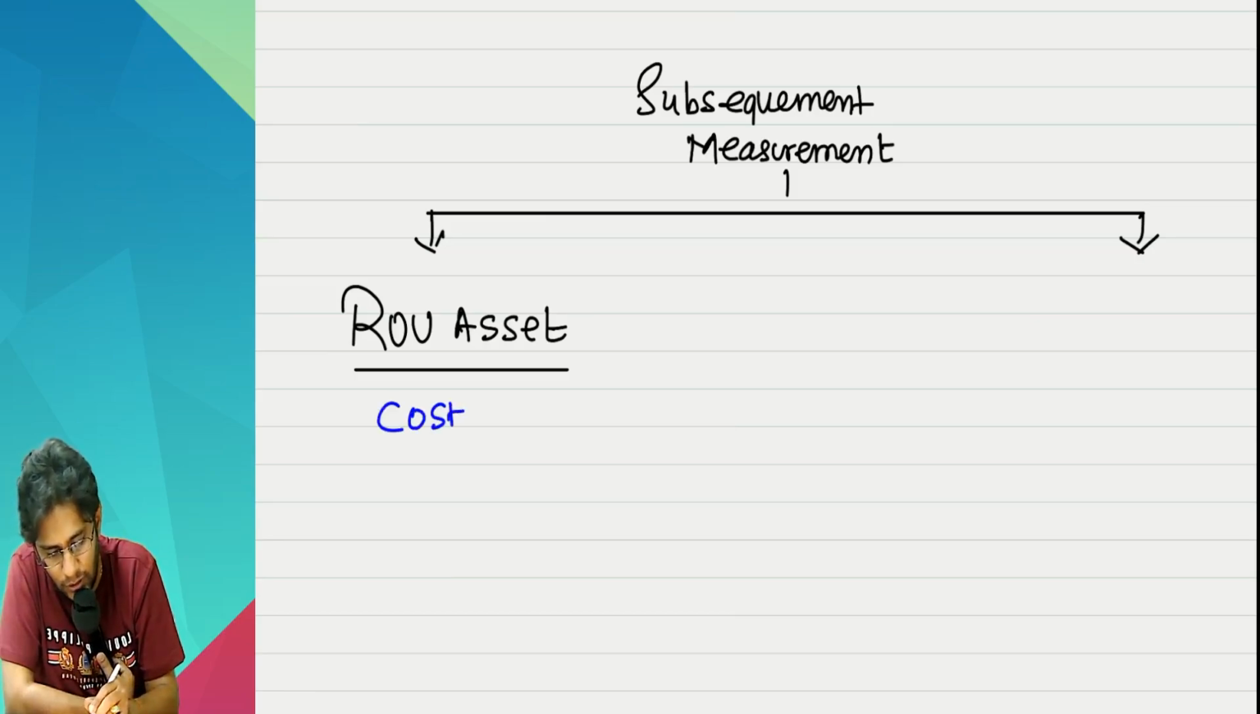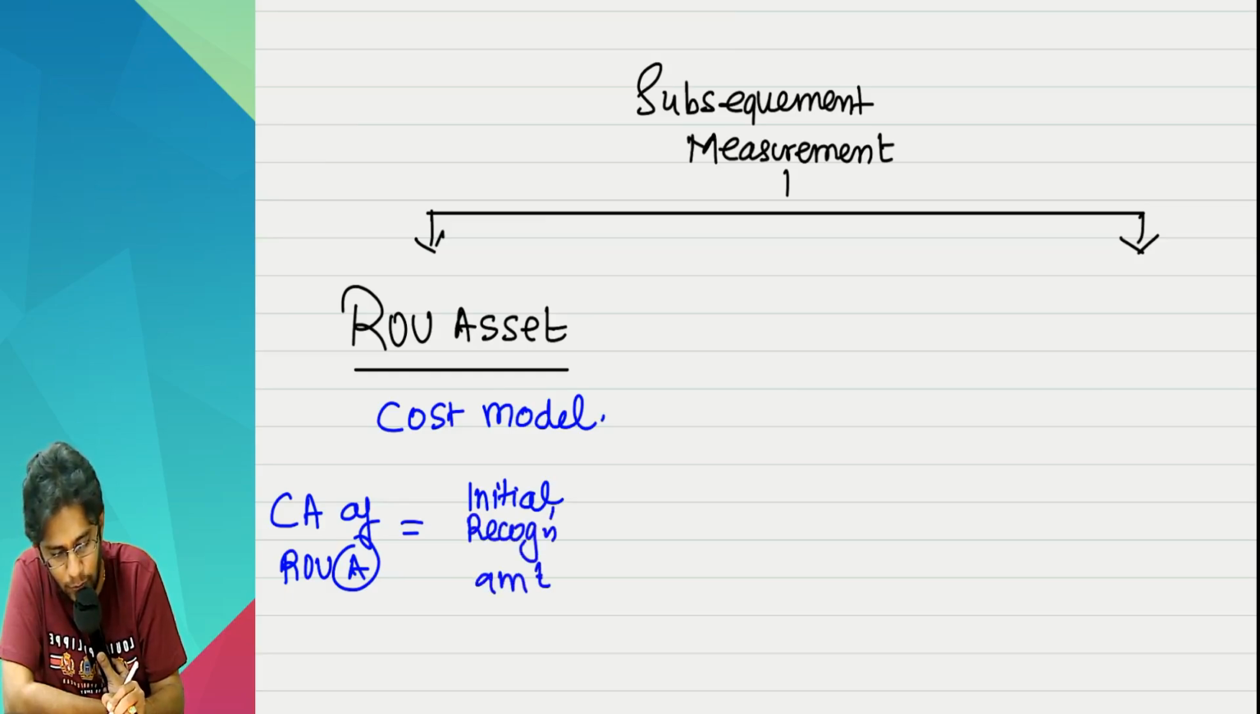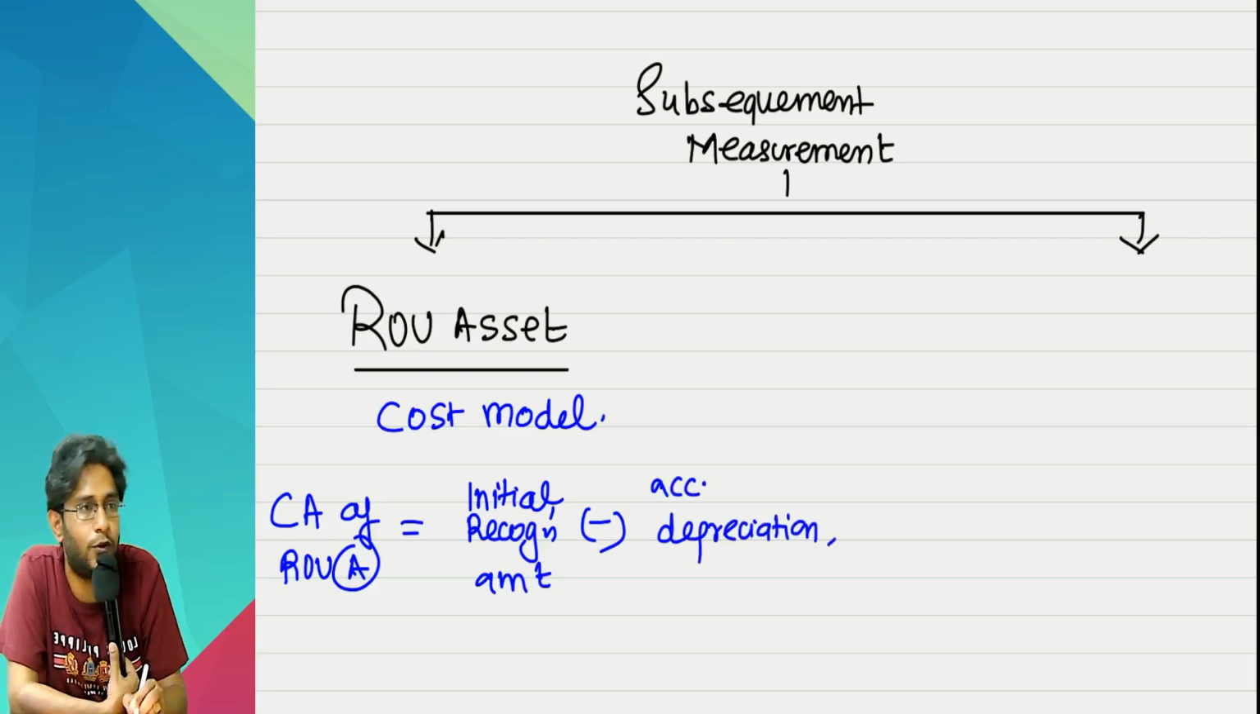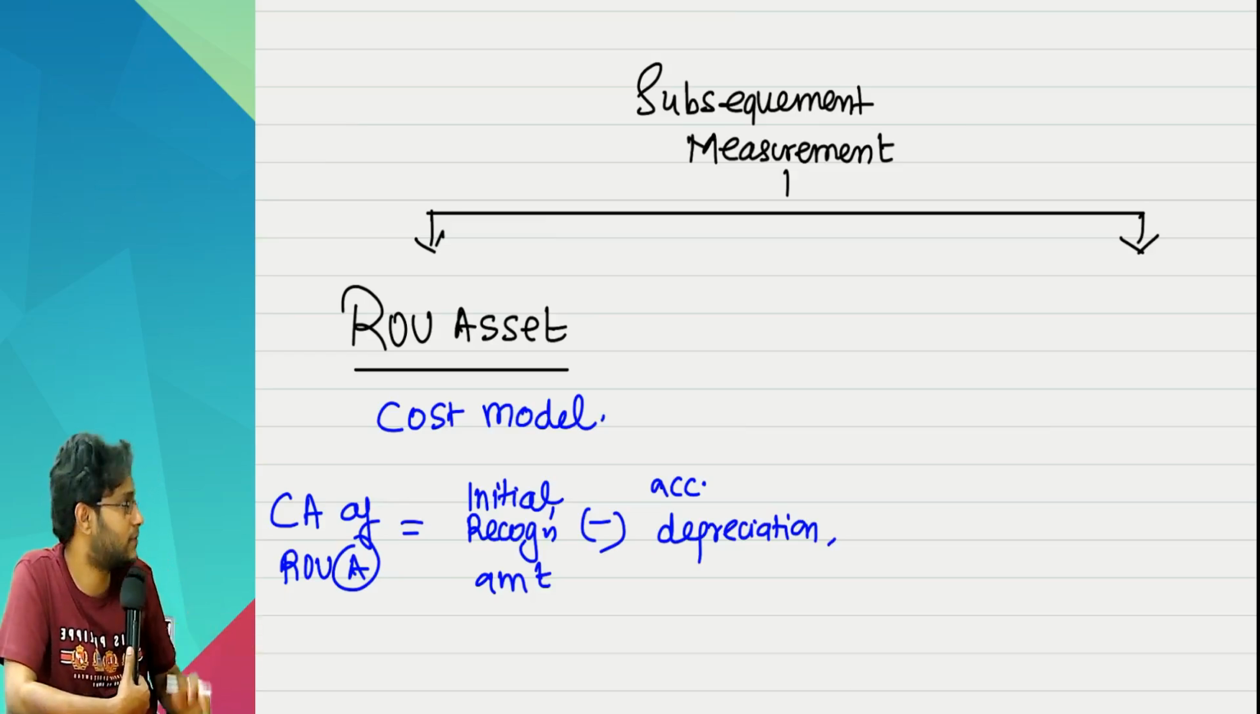You will apply the cost model for this, which means your carrying amount of the ROU asset is equal to the initial recognition amount minus accumulated depreciation. All you have to do is just provide depreciation, nothing else. Nothing else.